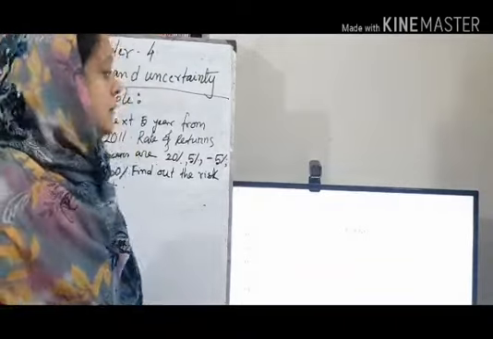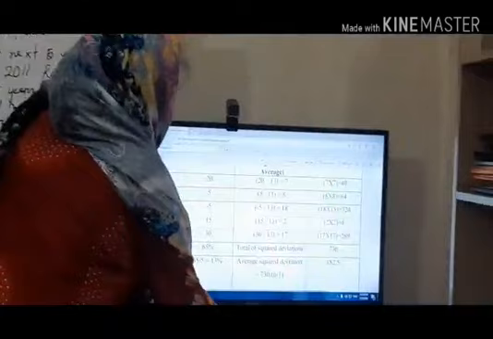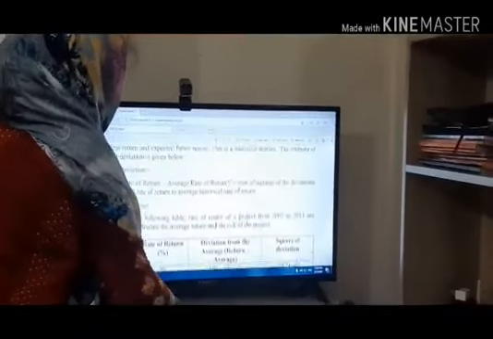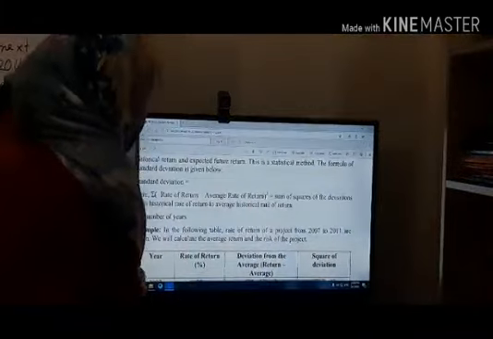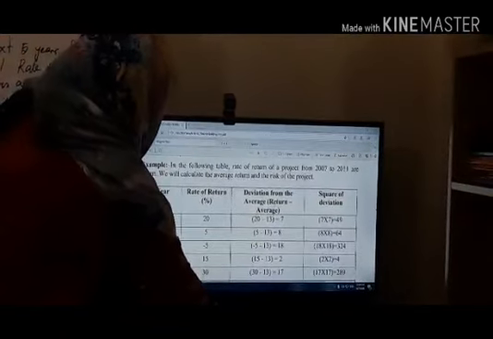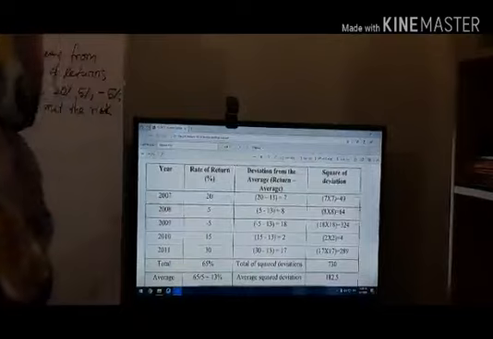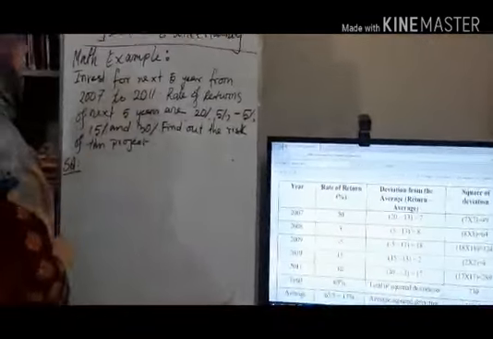Then in your textbook there is an example math. At first I have to learn the textbook's math, then others. There we can see the example. This is in your book and I already made a question through it. Look here, math example.